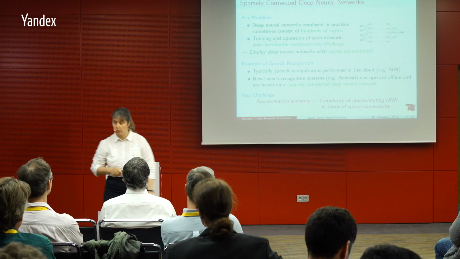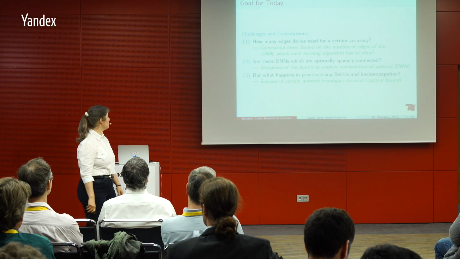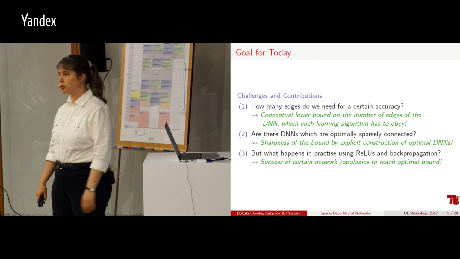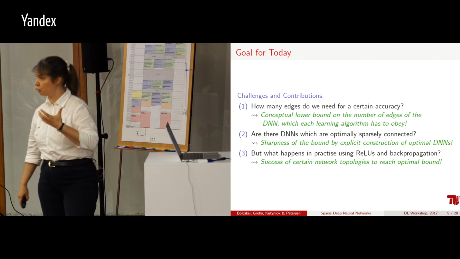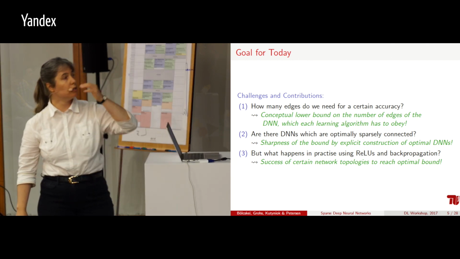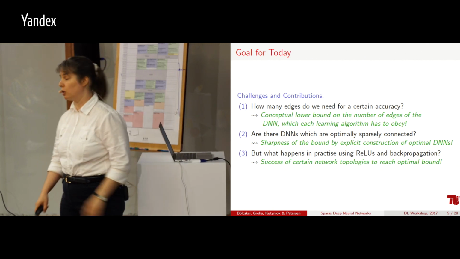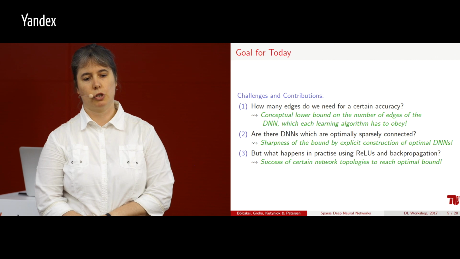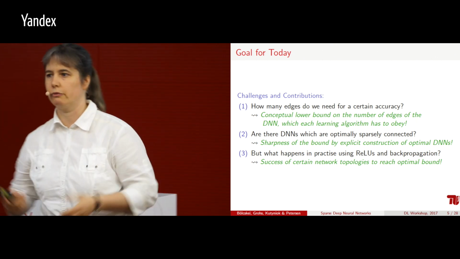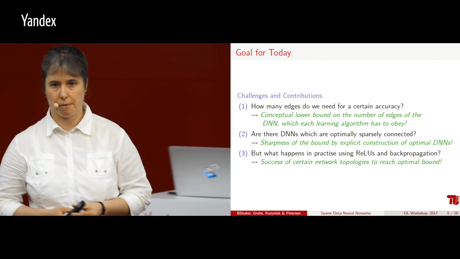And so these are the key questions I would like to ask in my talk. If I aim for a certain accuracy or a certain error, how many edges do we need to reach that? And what we will see is we will get a conceptual lower bound on the number of edges we definitely need for that, which is then a bound in some sense which every learning algorithm has to obey.